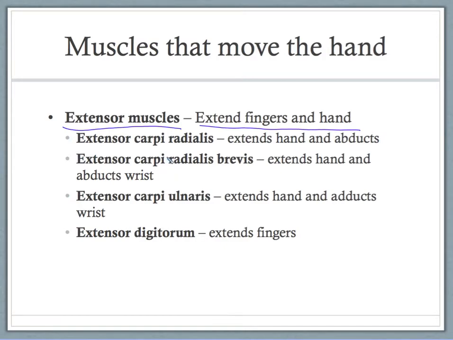They are located, if you look at your hands, put your hands palm down on your desk or on your table. Your extensor muscles are what you see on your forearm right now. It's that outside of your forearm is where your extensors are.